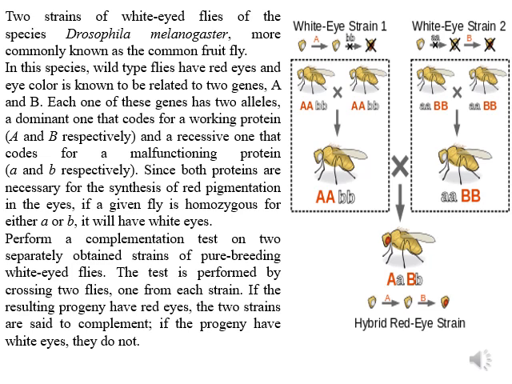Now, when we perform a complementation test using these two strains, that is, the pure breeding white-eyed flies are crossed, if the resulting progeny have red eyes, that means the two strains are said to complement each other.